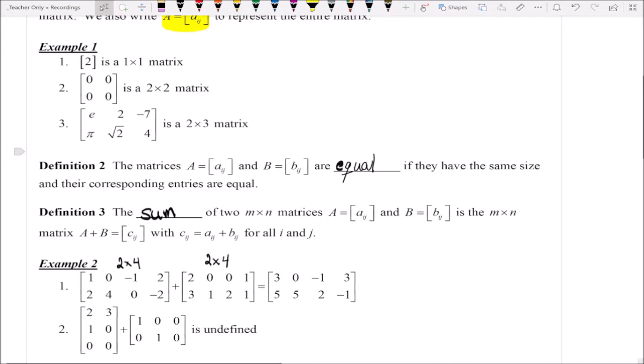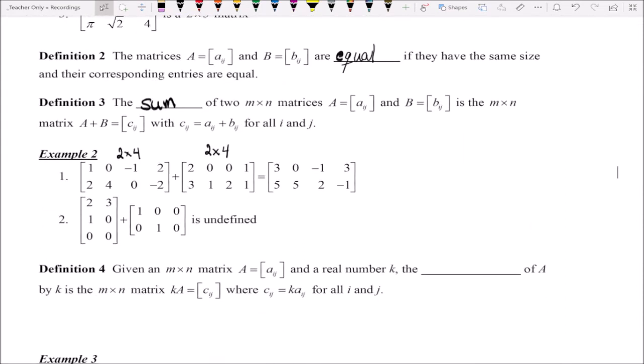Now look down here. Here we're going to try and add a 3 by 2 matrix to a 2 by 3 matrix. Those two matrices are not of the same size, and so that sum is undefined.